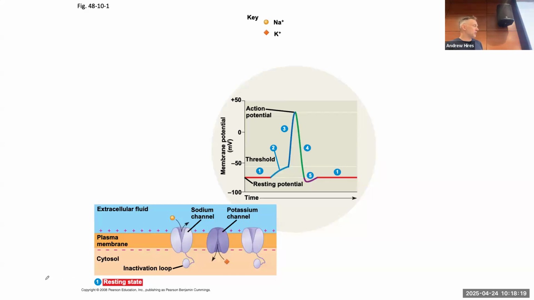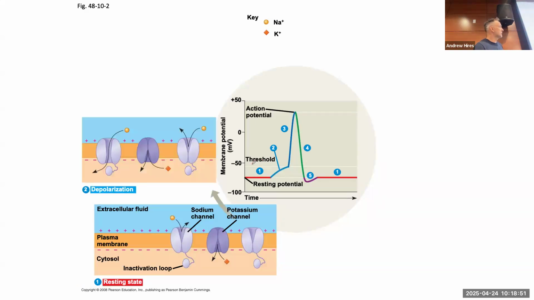At negative 70 millivolts, our resting membrane potential, what do we have here? We have our sodium channels and potassium channels. They're not inactivated here. The inactivation loop is flopping around. It's not plugging anything up because we're at a very negative potential. Sodium ions can't get in, potassium ions can't get out. Nothing's really happening. This is step one, phase one. We're at rest, steady state.